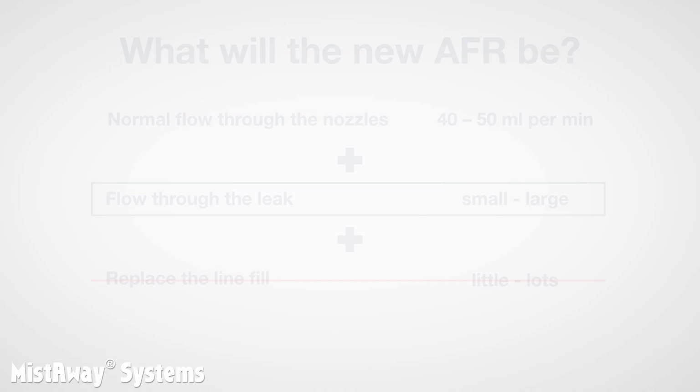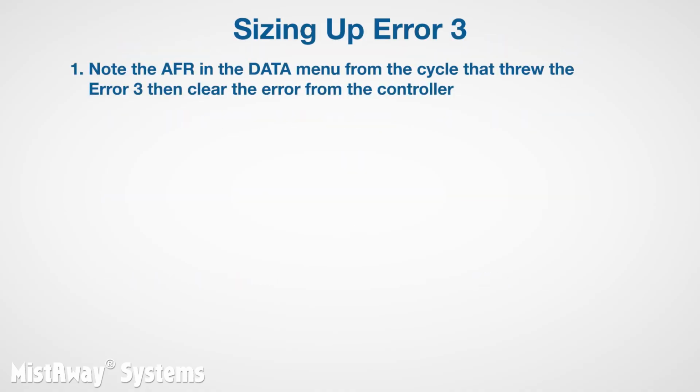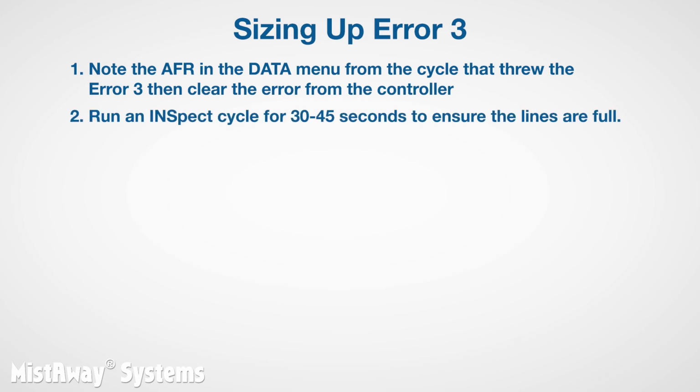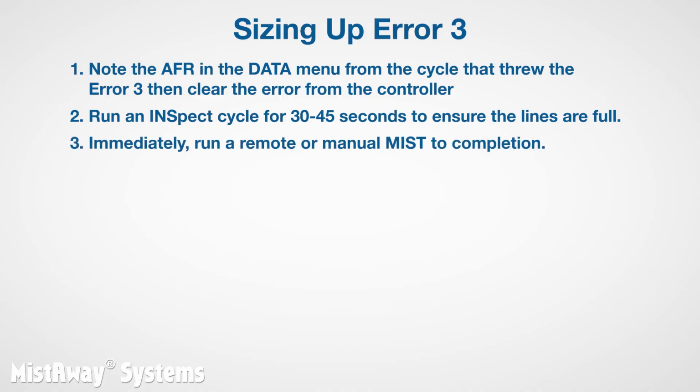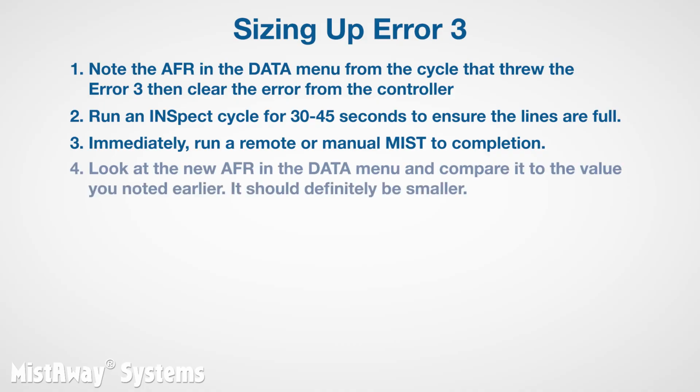First, note the AFR in the data menu from the cycle that threw the error 3, then clear the error from the controller. Next, run an inspect cycle for 30 to 45 seconds to make sure the lines are full. Then immediately after you stop the inspect cycle, run a remote or manual mist to completion. Now look at the AFR in the data menu. This value should definitely be smaller than the one you noted earlier, since the new AFR excludes the volume required to fill the lines but includes the flow through the leak.